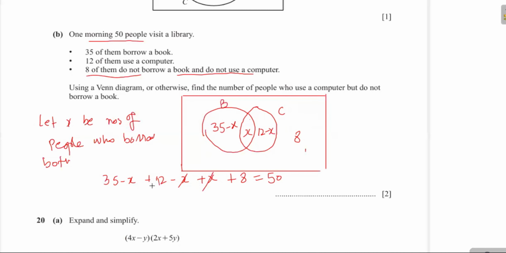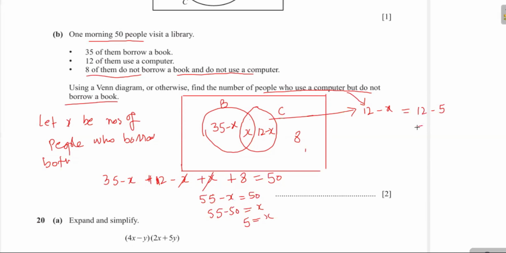Now we add all these values. 35 plus 12 is 47, 47 plus 8 is 55, so 55 minus X equals 50, and X equals 55 minus 50, so X will be equal to 5. Now we have to find the number of people who use a computer but do not borrow a book. This is the region 12 minus X. Therefore, X is 5, and we write 12 minus 5. The answer is 7. And this is the answer.